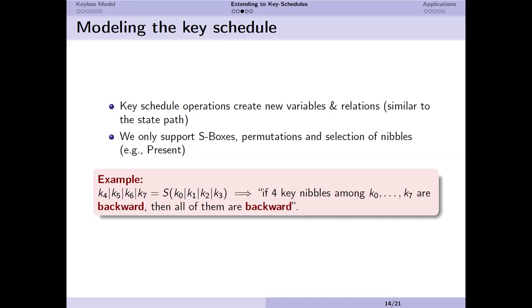These operations are simply modeled a bit like before by relations between the variables. So you can say, for example, if I have four key bits that are obtained by applying an S-box to four key bits, then I have a relation that says, if I know four of these key bits, then all of them are known as well. So if I put four of them in the backward list, then all of them can be put in the backward list. It goes the same. So these are the kind of relations that we include in the model.